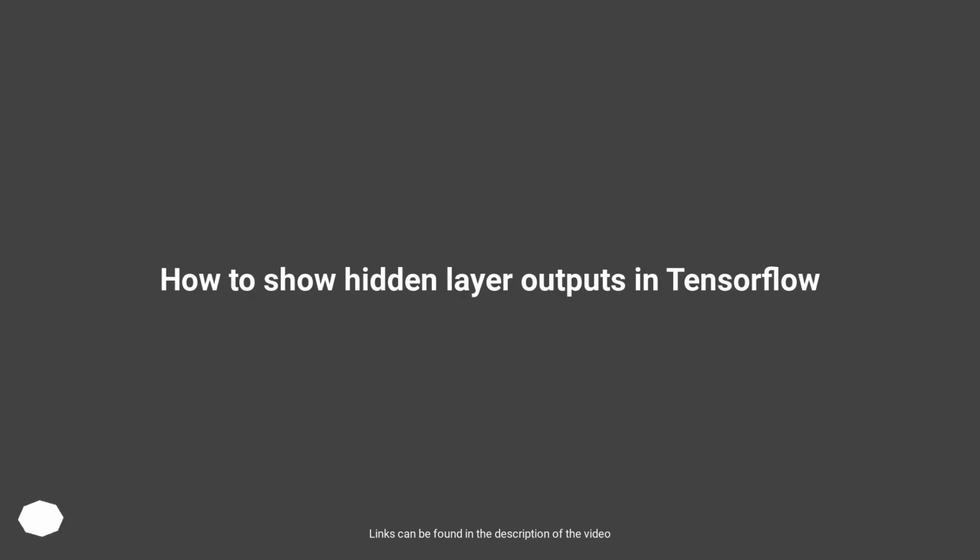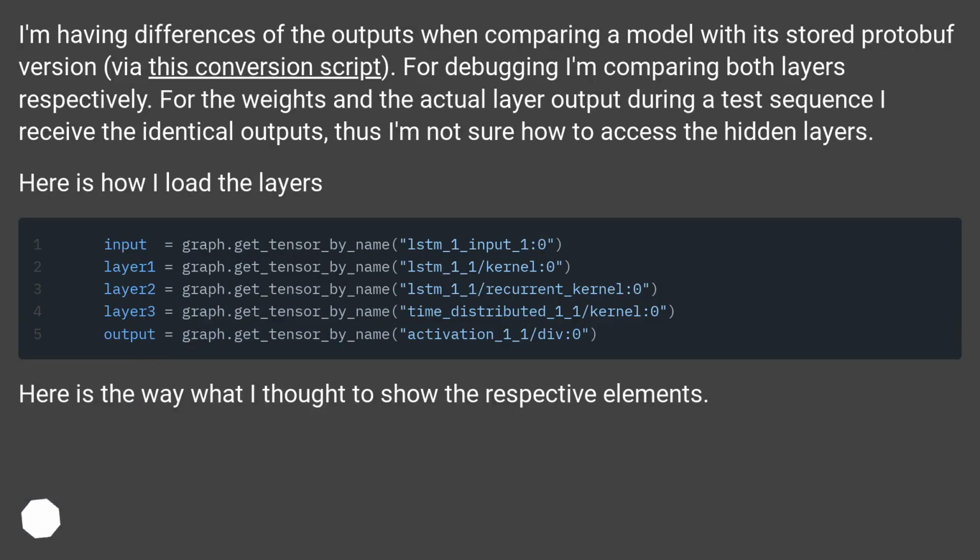How to show hidden layer outputs in TensorFlow. I'm having differences of the outputs when comparing a model with its stored protobuf version, via this conversion script. For debugging, I'm comparing both layers respectively. For the weights and the actual layer output during a test sequence, I receive the identical outputs, thus I'm not sure how to access the hidden layers.